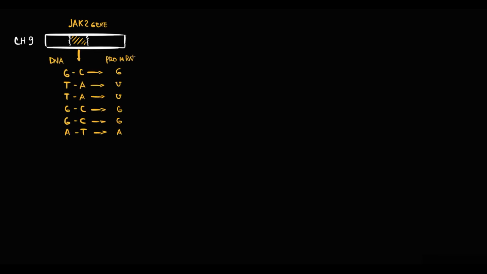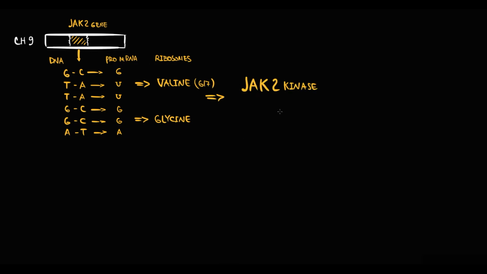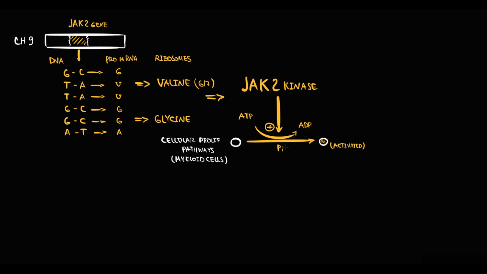What's up? First of all, we have to briefly recall the etiology of polycythemia. Recall that on chromosome 9 is located the JAK2 gene that encodes JAK2 kinase. The function of JAK2 kinase is to activate cellular pathways that are responsible for cellular proliferation, mostly of myeloid cells, and activation of pathways occurs by phosphorylation.